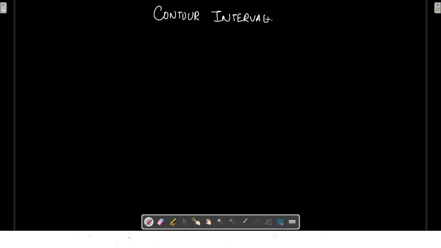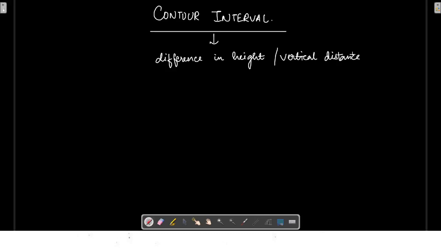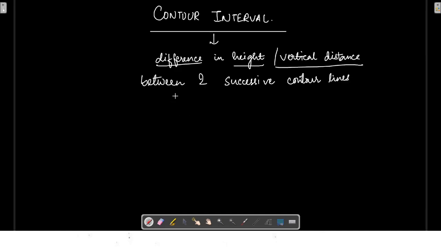So students, let us now learn the definition of the contour interval. So this contour interval is the difference in height or vertical distance between two successive contour lines. Students, make sure that you write two successive contour lines. So basically it is the difference between these two contour lines. This is known as what?